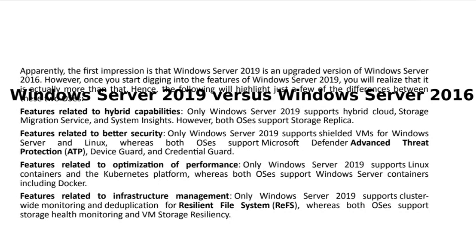Also, we have some features related to enhancing our infrastructure management, because 2019 only supports cluster-wide monitoring and deduplication for the ReFS system, the new file system. Both of them support storage health monitoring and VMs storage resiliency. Any questions?